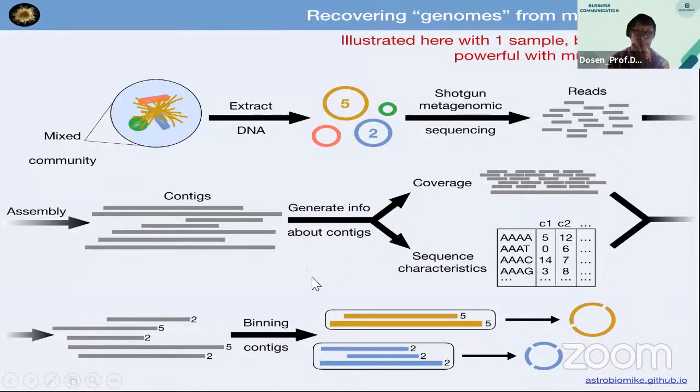So this is just an example of how, from a mixed sample, we can extract the DNA, and then we can do shotgun metagenomic sequencing, and then we have long reads, and then we can identify the sample using metagenomic sequencing and get the sequence of the bacteria.